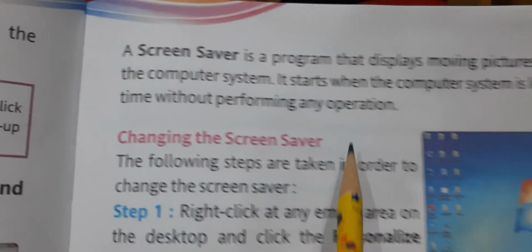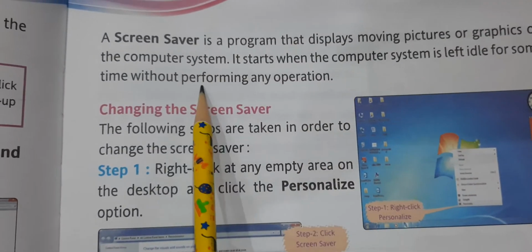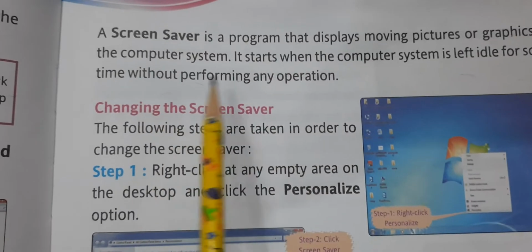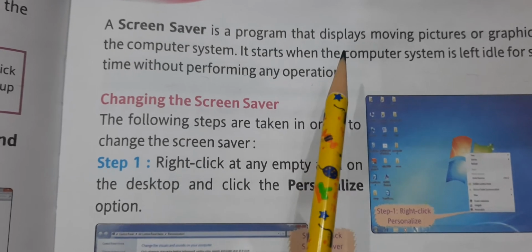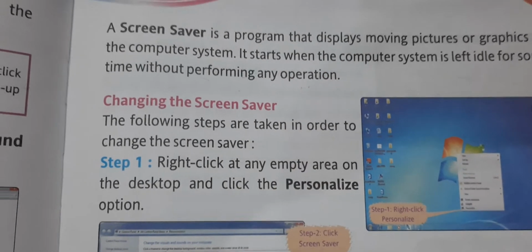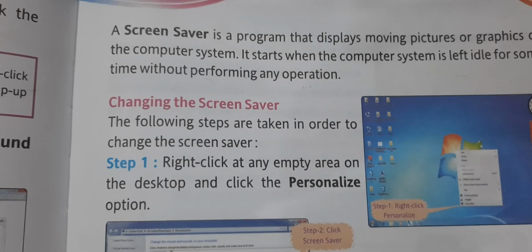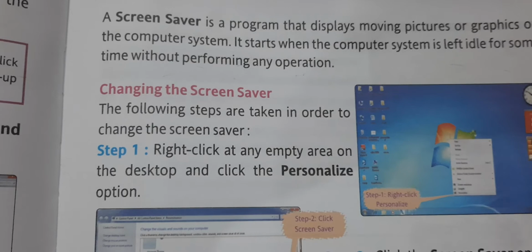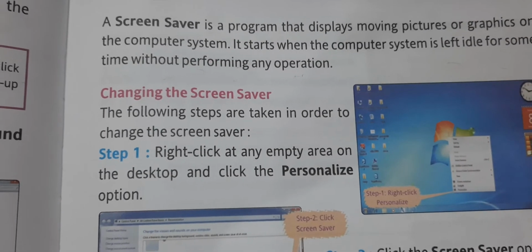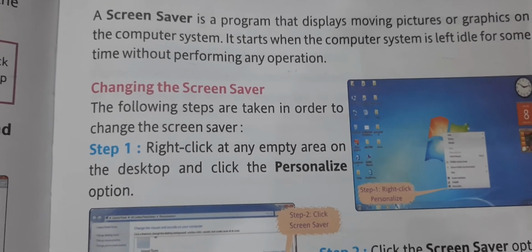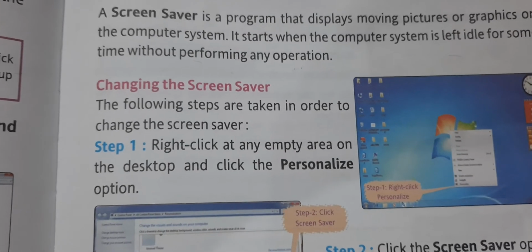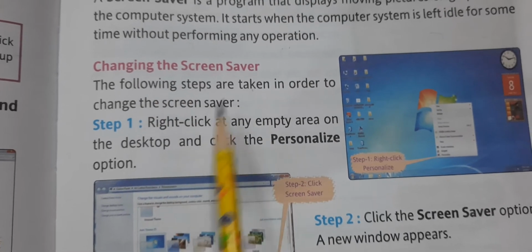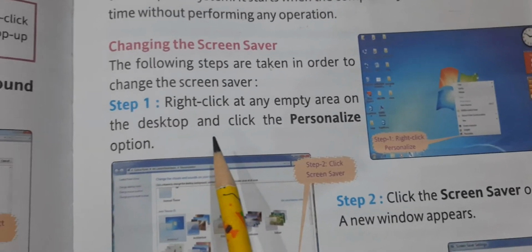A screensaver is a program that displays moving pictures or graphics on the computer system. It starts when the computer system is left idle for some time without performing any operation. If you want to see the screensaver, your computer should be left idle. Means you will not do anything through the keyboard or mouse. You should not do anything. You will see in the video also how the screensaver comes when we do not do anything on the computer screen.